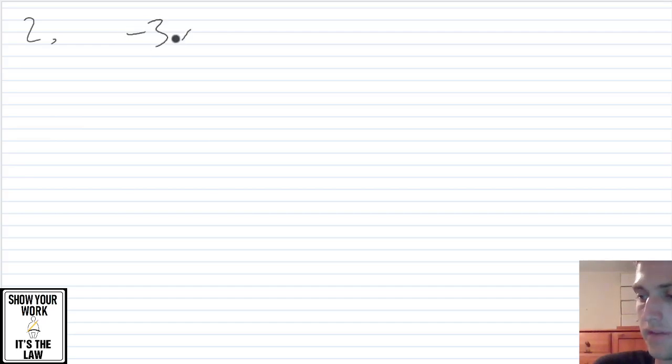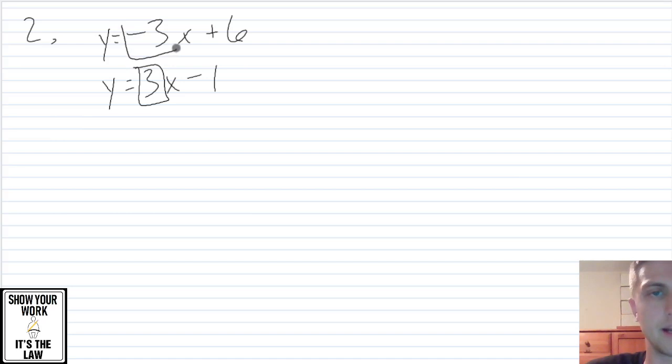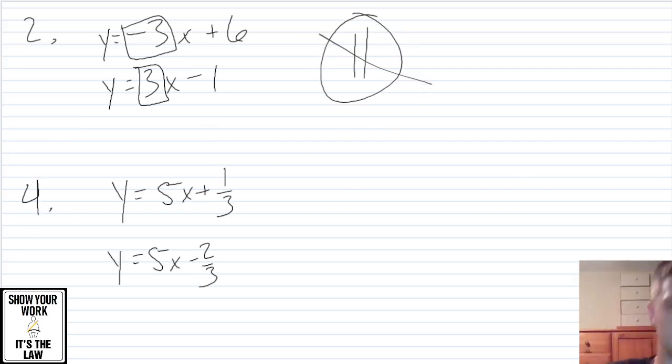We've got negative 3x. Okay, we got two lines, y equals this and y equals this. Let's identify the slopes. The slopes are whatever is being multiplied against x. We got a 3 and a negative 3. Are those two things equal? No, therefore not parallel. All right, are these two lines parallel? Let's find the slope. There's a slope. There's a slope. Is 5 equal to 5? Yes, therefore the lines are parallel.